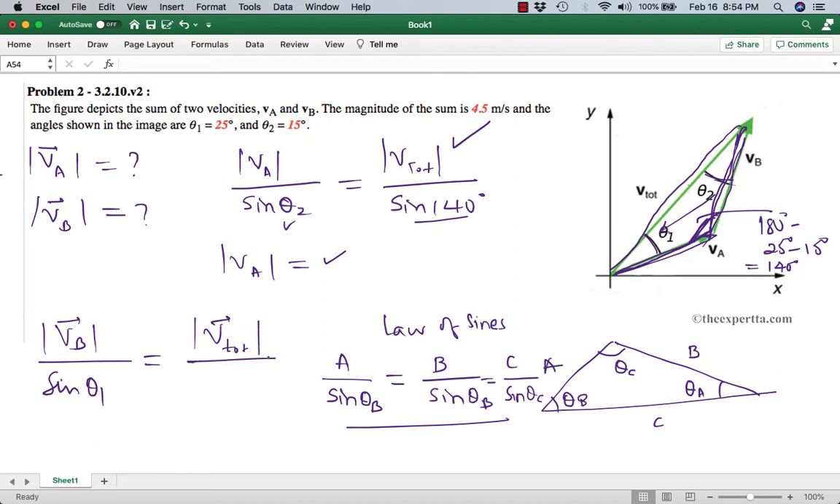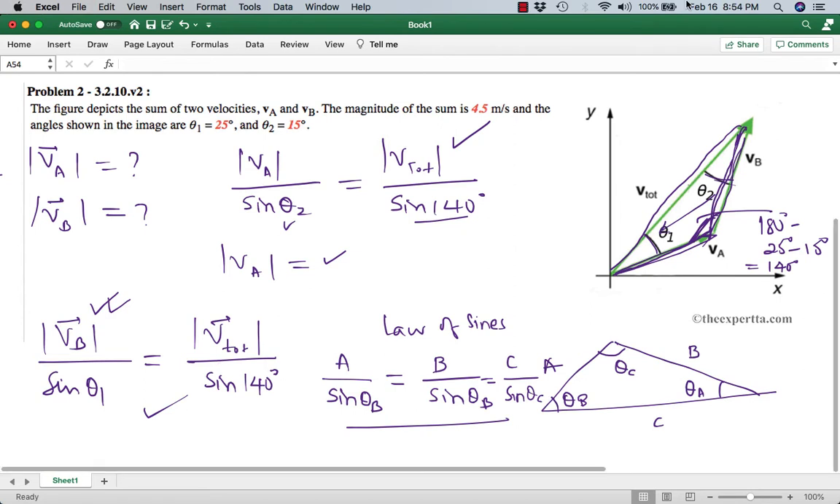And sine of the angle opposite to V total is sine 140 degrees. So that will give you this VB. Everything here is known except VB, and you can plug in the numbers and find VB. Let's look at number 3.